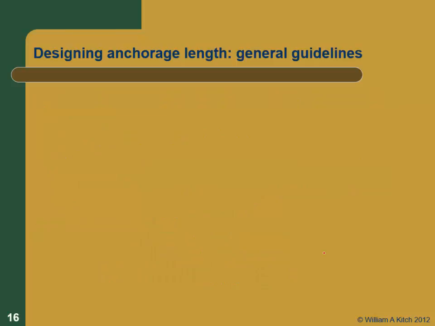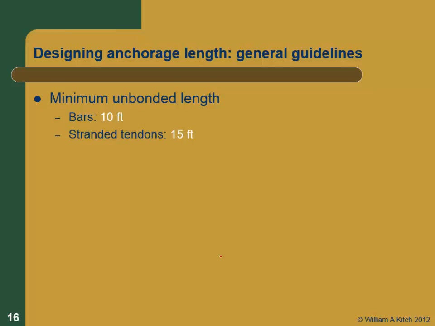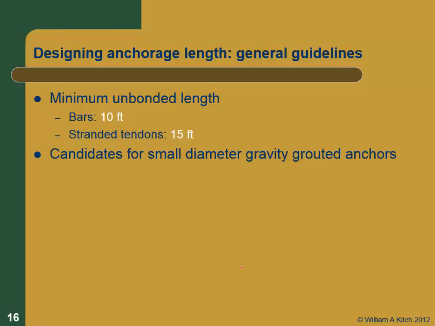All right, so now we know our unbonded length. It's going to be driven by the geometry and all those things. We know the depth, the length of the pile. Now we've got to design our anchorage. So the minimum unbonded length, if the geometry doesn't drive this, there are minimum unbonded lengths. And for bars, it's 10 feet, and for stranded tendons, it's 15 feet.